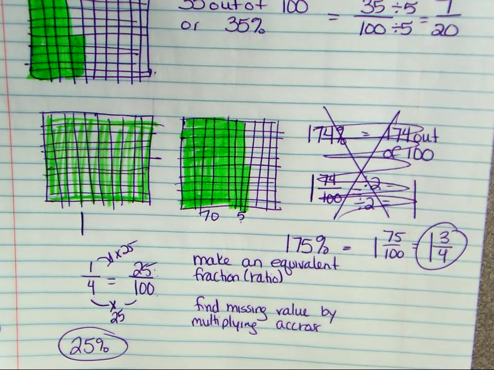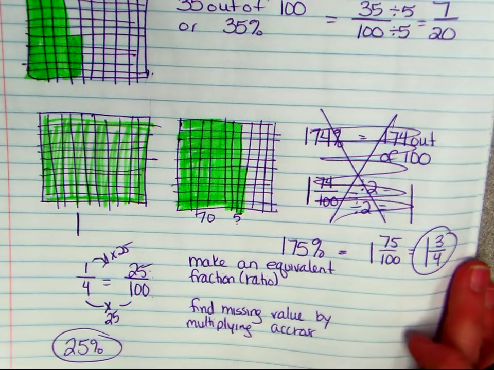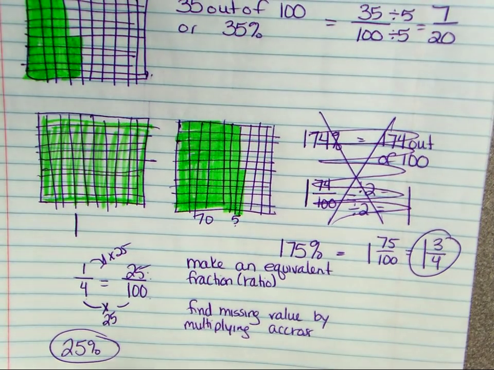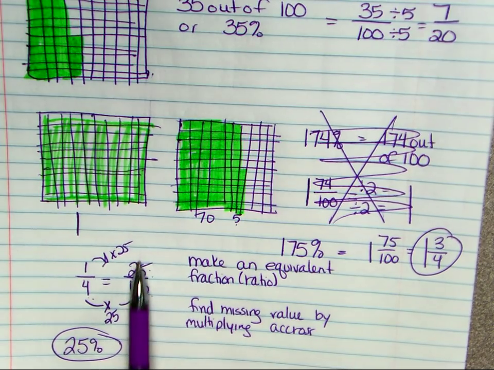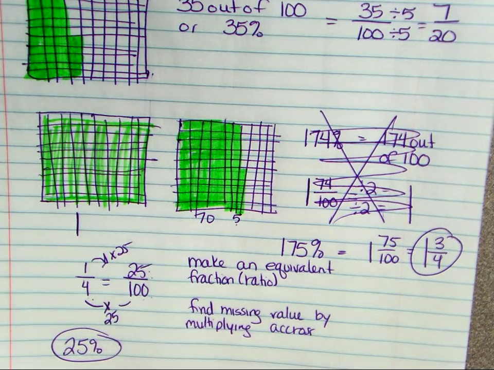1/4 is 25%. So when you're doing this, you always want to make sure that you are making an equivalent ratio. Then once you've made your equivalent ratio, you're figuring out how many times this number goes into this number, and then whatever you do to the bottom, do to the top. And that's a simpler way without having to draw the model.